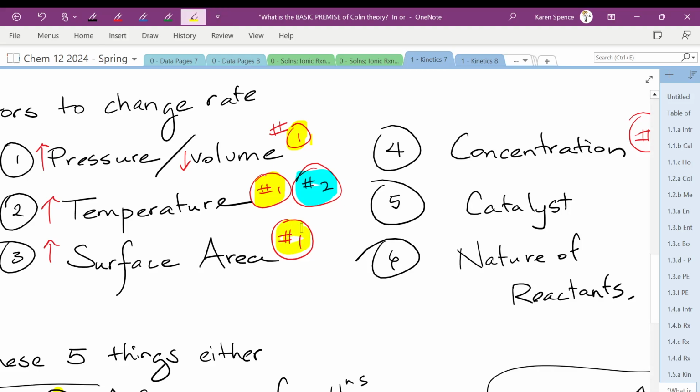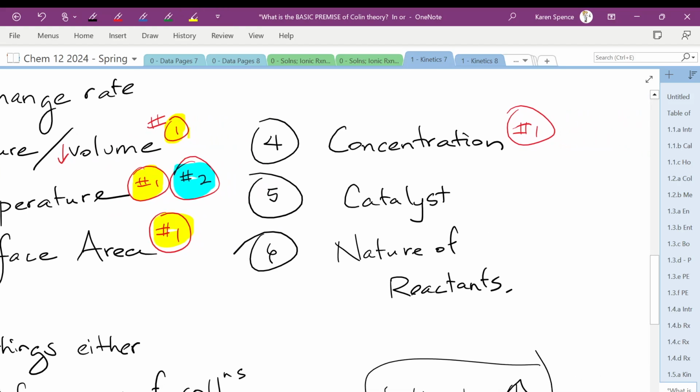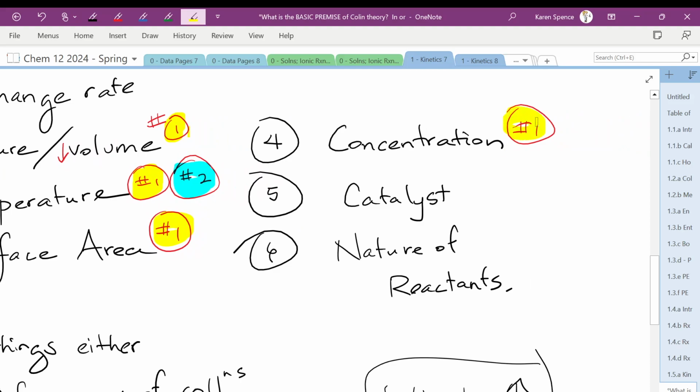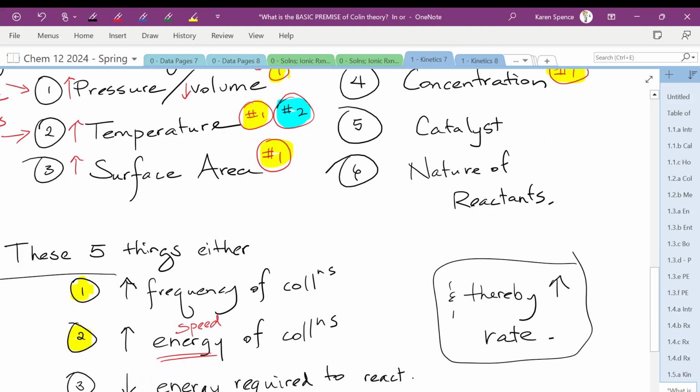Surface area affects only the frequency of collisions. Concentration affects only the frequency of collisions. Now, catalyst is a little bit special. Catalyst does number 3. It decreases the energy required to react. So if you needed 10 kilojoules of energy to react without the catalyst, maybe you only need 2 kilojoules to react, which means that more particles will meet that threshold. So catalyst is number 3.